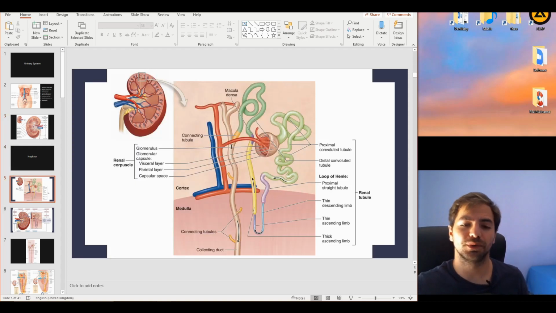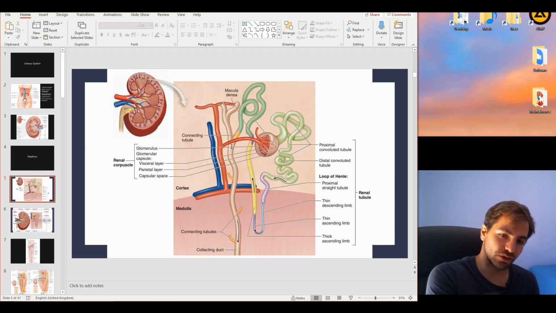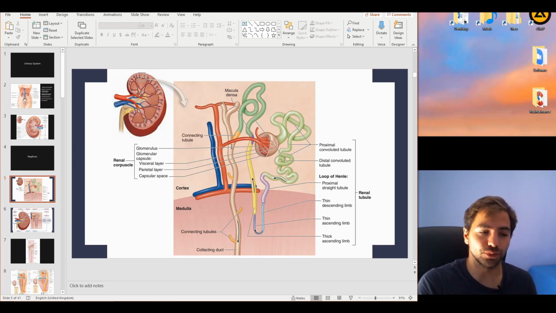So let's talk a bit more about the nephron. The nephron is composed of two different components: the renal corpuscle and the renal tubule. We'll discuss first the renal corpuscle, its functions and its morphology, along with specific unique features, and in the second phase we'll discuss the renal tubule and again its function, morphology, and aspects.